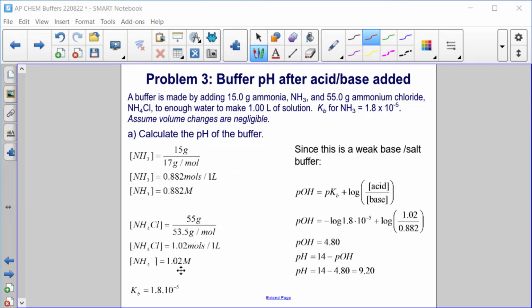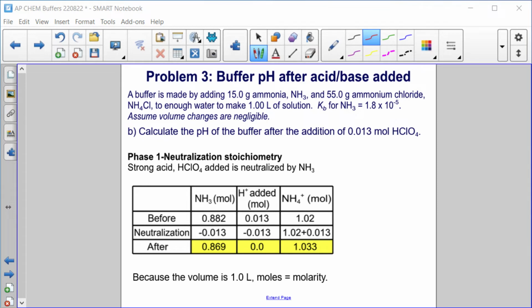Henderson-Hasselbalch equation for bases, where pOH is pKb plus the log of the acid concentration over the base concentration. So in this step I've just substituted. The acid is 1.02 molar, the base is 0.882 molar, and we get a pOH of 4.80 or a pH of 9.20.